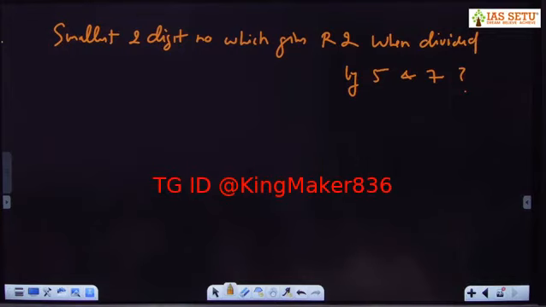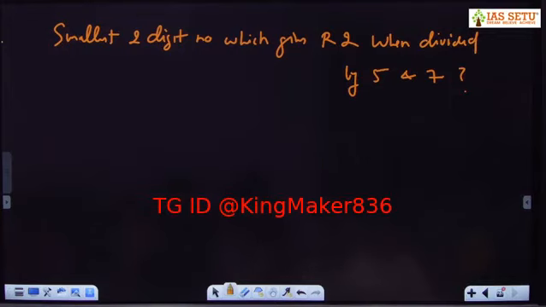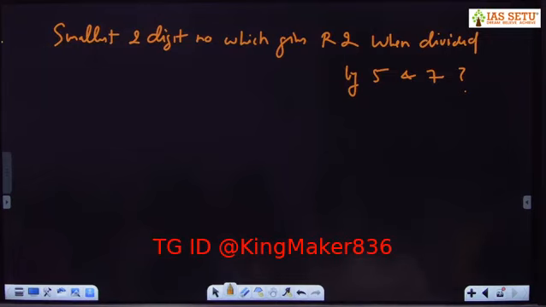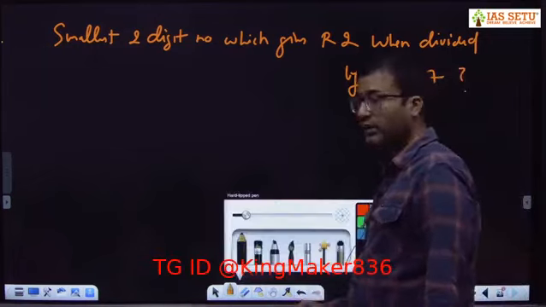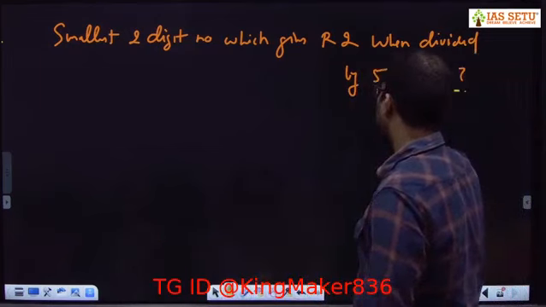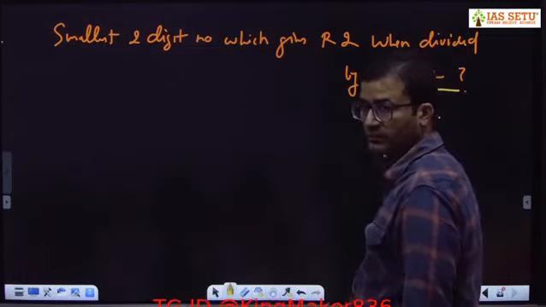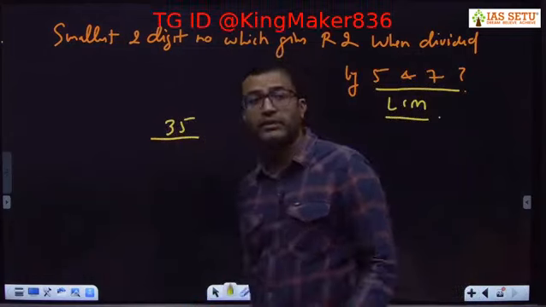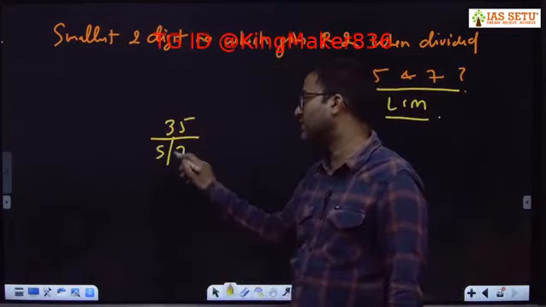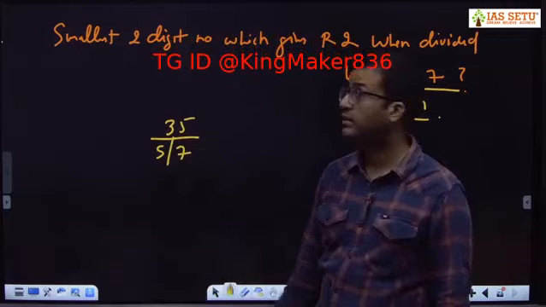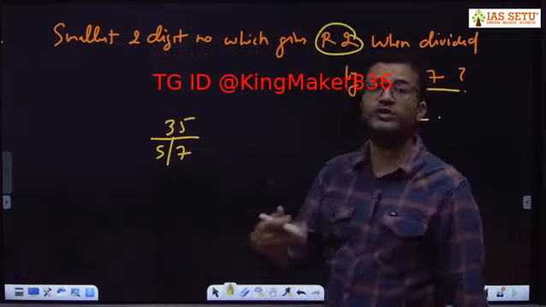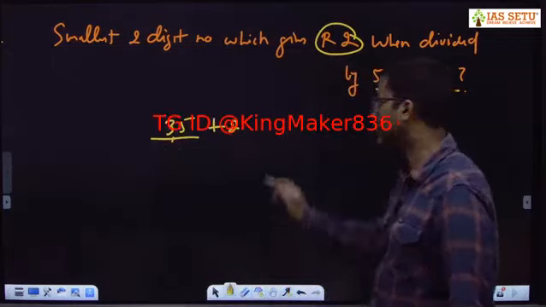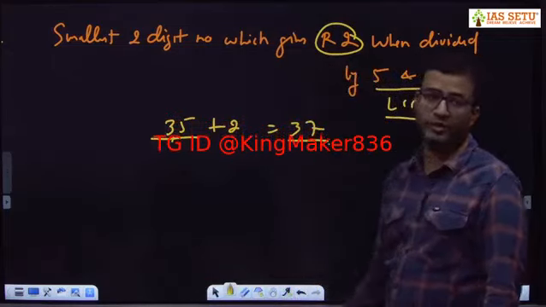Smallest 2-digit number which gives remainder 2 when divided by 5 and 7. Okay. So here divided by 5 and 7 means LCM. So what is LCM of 5 and 7? 35. But the problem is 35 is exactly divisible by 5 and exactly divisible by 7. But this time you need 2 chocolate for yourself also. We need remainder 2. So it is 35 plus 2, 37 is your required answer.